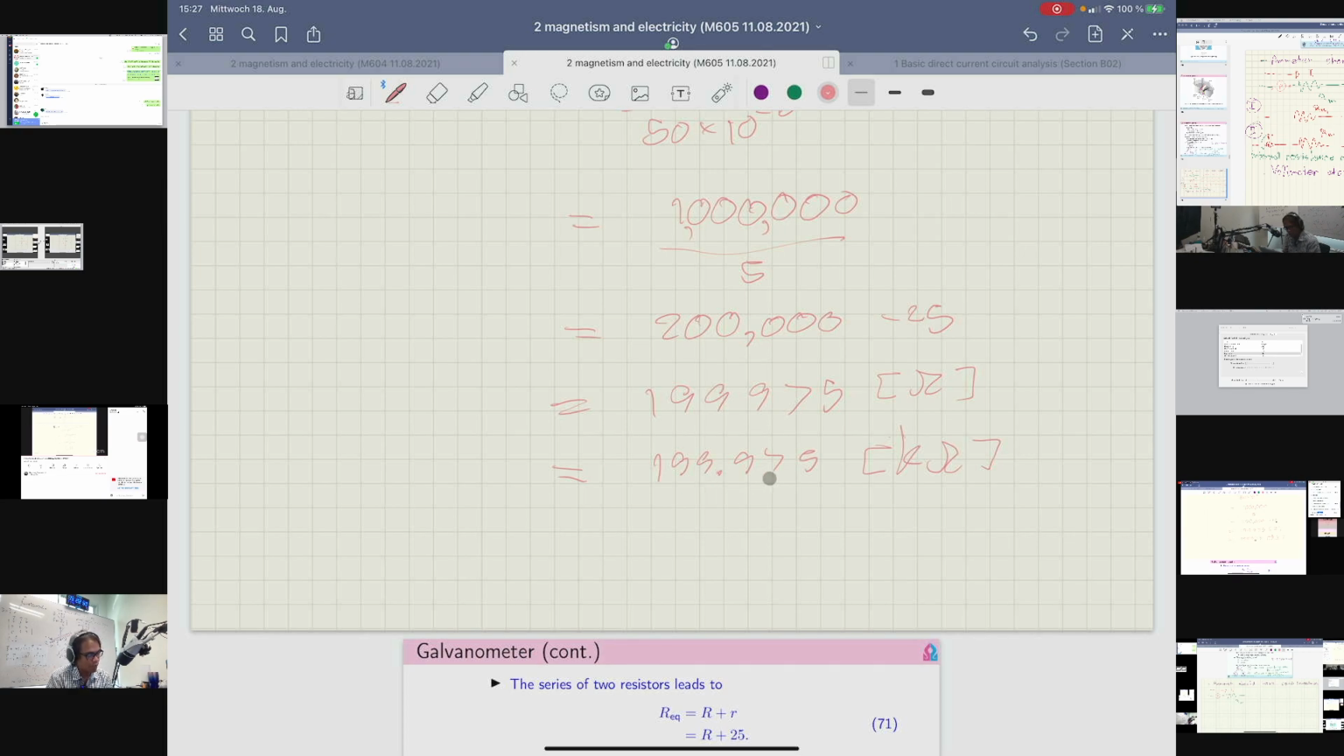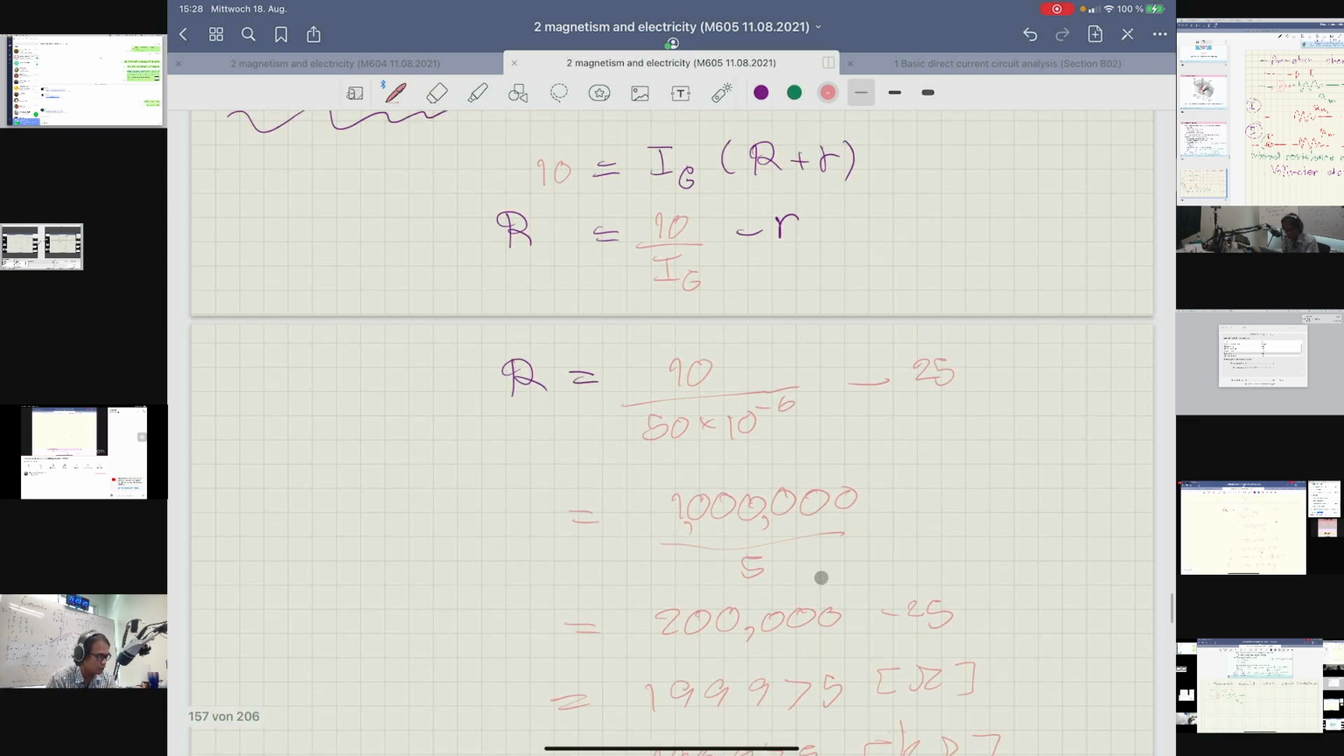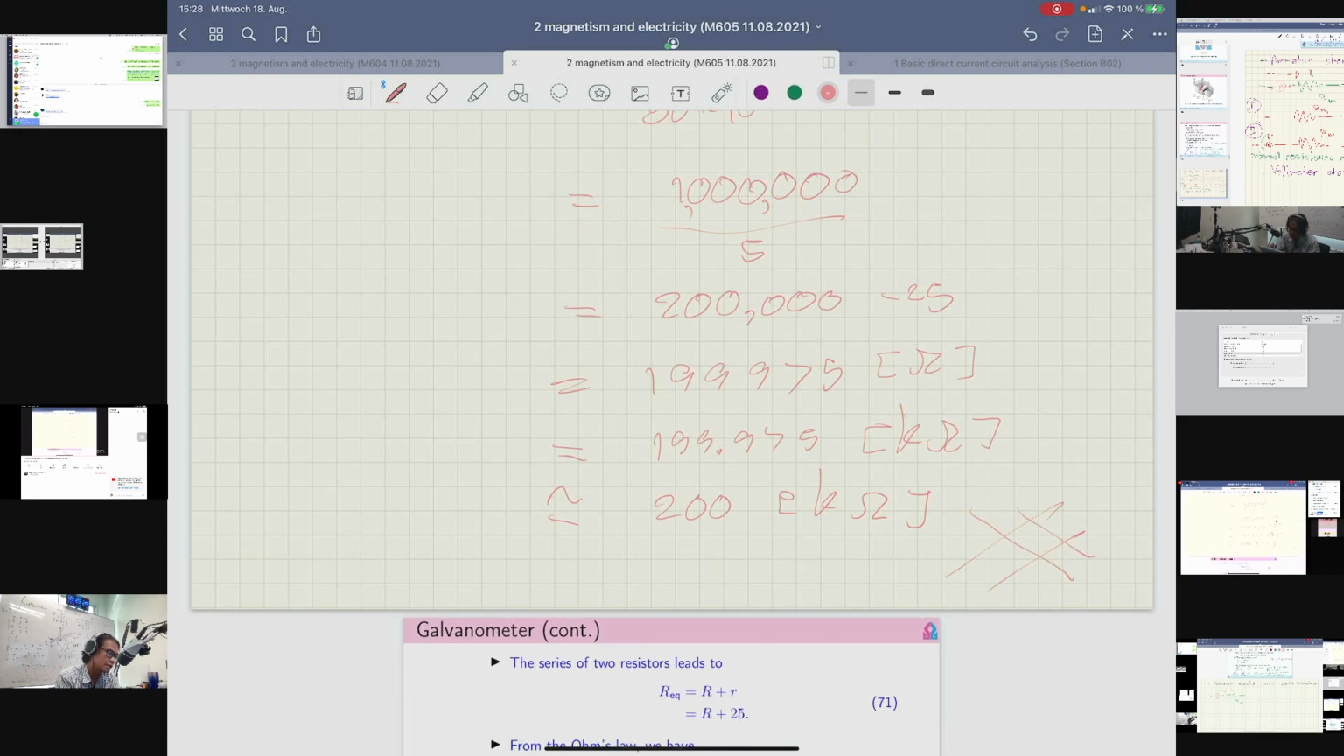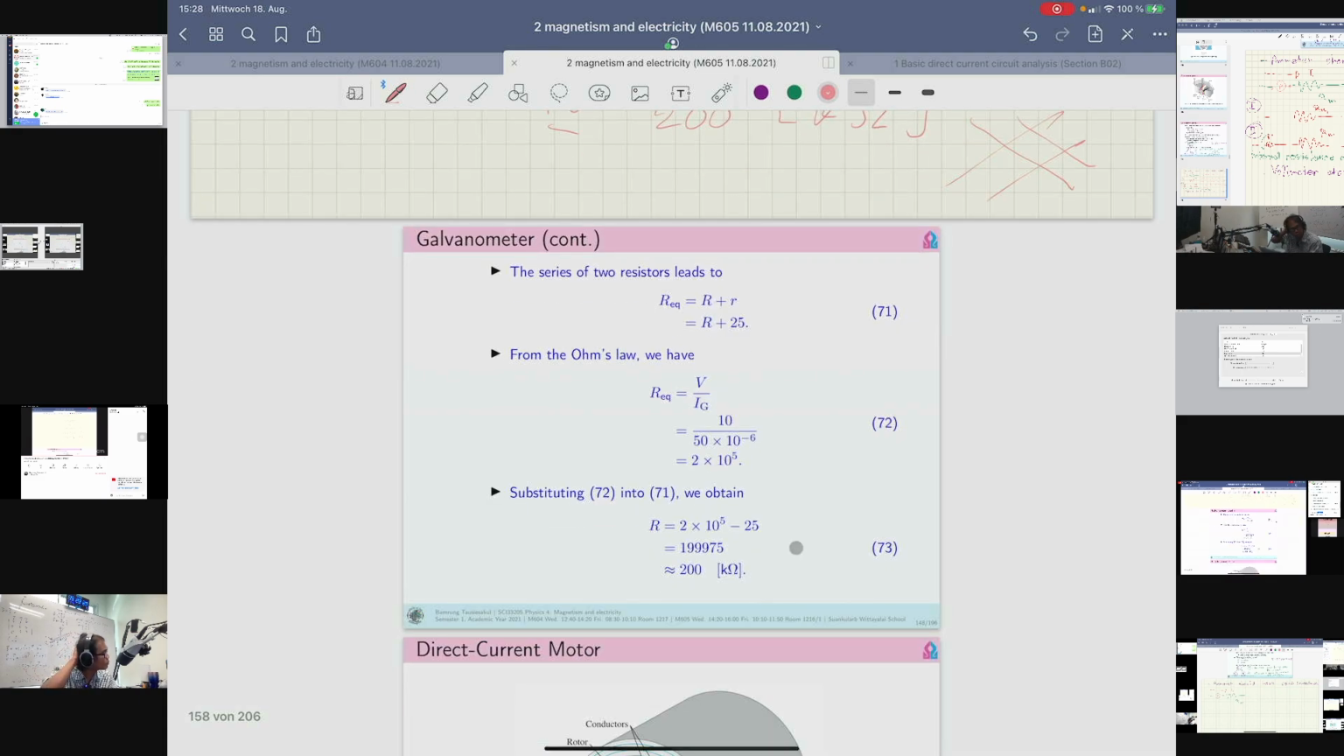Okay, 199.975 for a resistance in the market. So we have to use the one that can be easily found in the market. That will be approximately 200 kilo ohm. In this case, you can go to any market and ask for a 200 kilo ohm resistor. So it's not difficult. And this is the answer to the application of the galvanometer as the voltmeter.